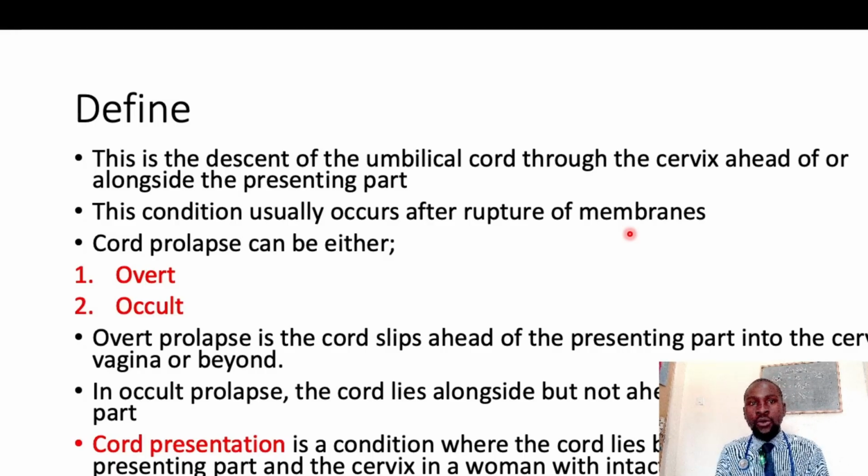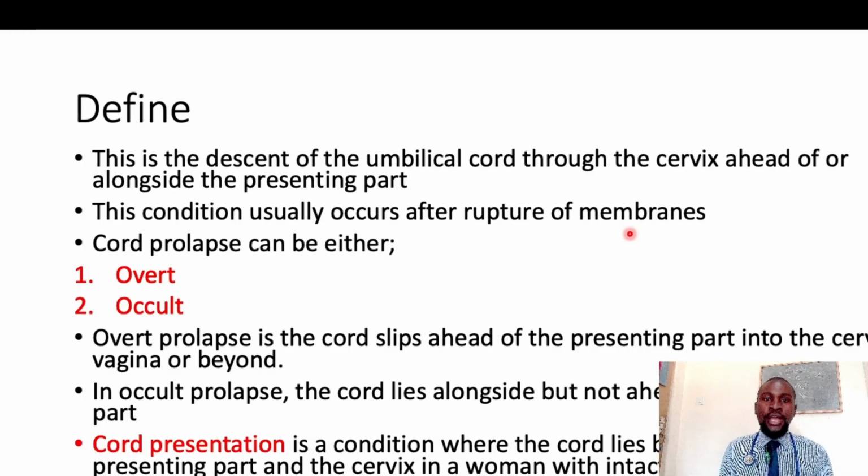So once this umbilical cord descends through the cervix, it can descend into the vagina, or even beyond that. It can be ahead of the presenting part, or even alongside the presenting part. That is what we call cord prolapse. Now, cord prolapse can be of two types. It can either be overt or it can be occult.